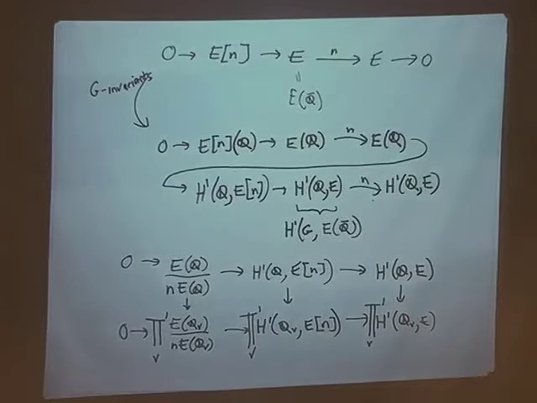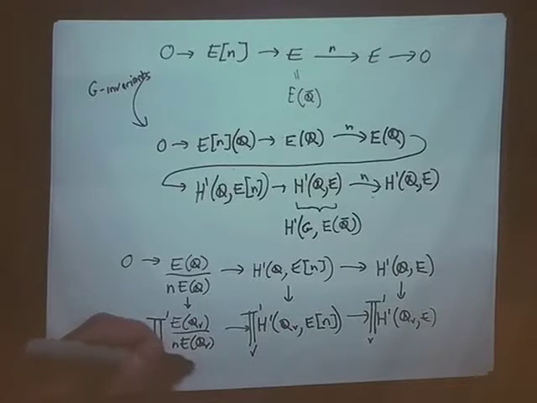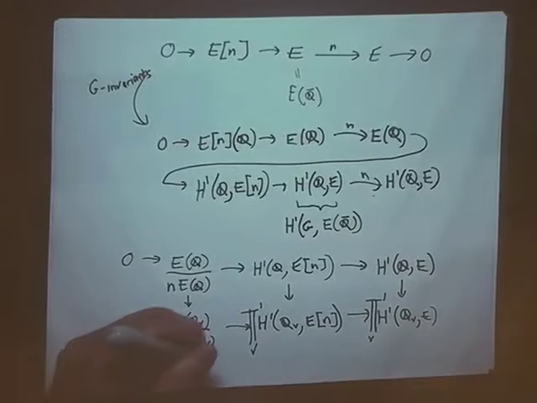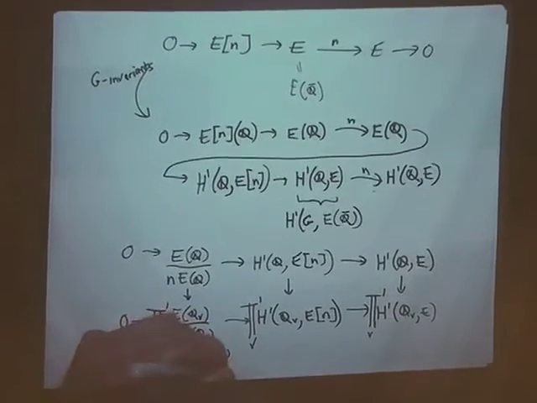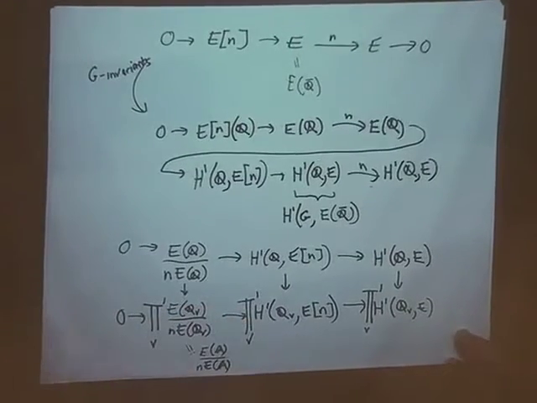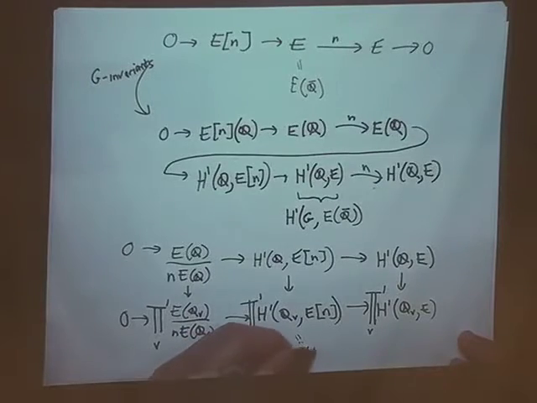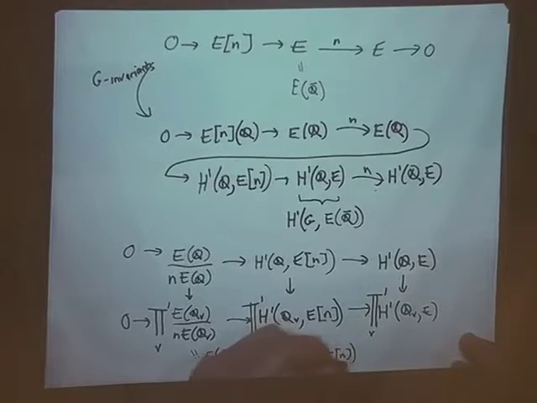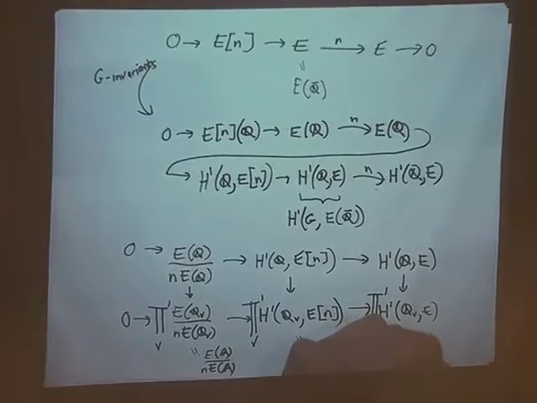And so that I don't have to write this restricted direct product all the time, I'm going to use an abbreviation. I'll define E of the adeles modulo n times E of the adeles to be this, and similarly I'll use analogous notation here. This will be H^1 of the adeles comma E[n], and this will be H^1 of the adeles comma E.